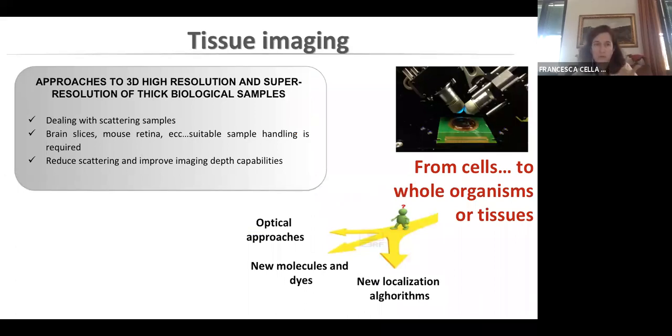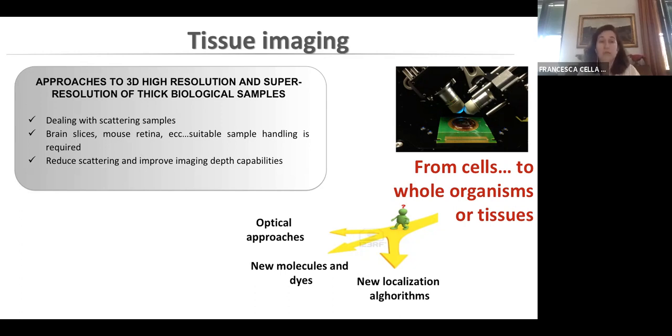So we need to think about how to reduce the scattering and the absorption in order to improve the imaging depth capabilities. Because if we try with the normal single molecule localization architecture, and you want to move inside the sample and go deeper, then you will lose the capability to detect single molecules, because the light is not efficiently reaching your fluorophores, and also the emitted photons will get lost while going back to the lens for the detection.